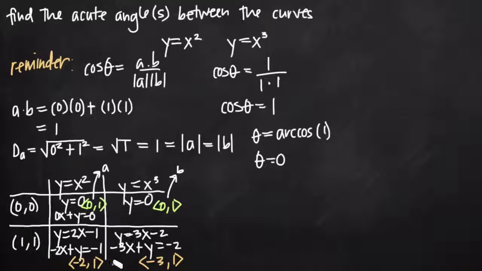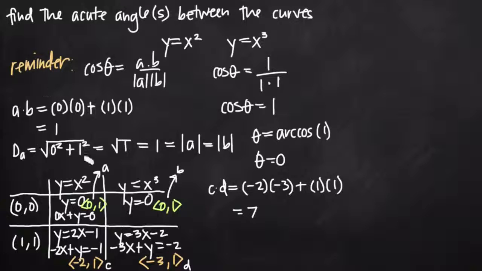Now, if we use different variables here and we call this C and we call this D, the dot product of C and D is going to be equal to the product of our x components, negative 2 and negative 3, plus the product of our y components, 1 and 1. When we simplify, we're going to get positive 6 plus 1, which is a positive 7.